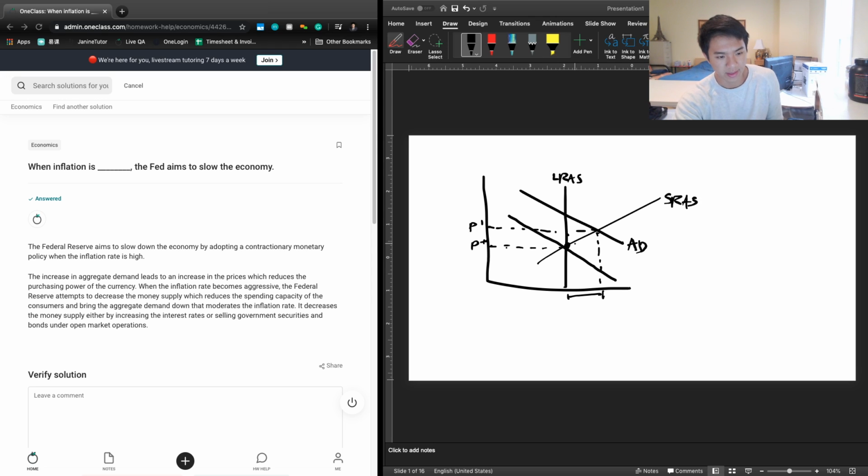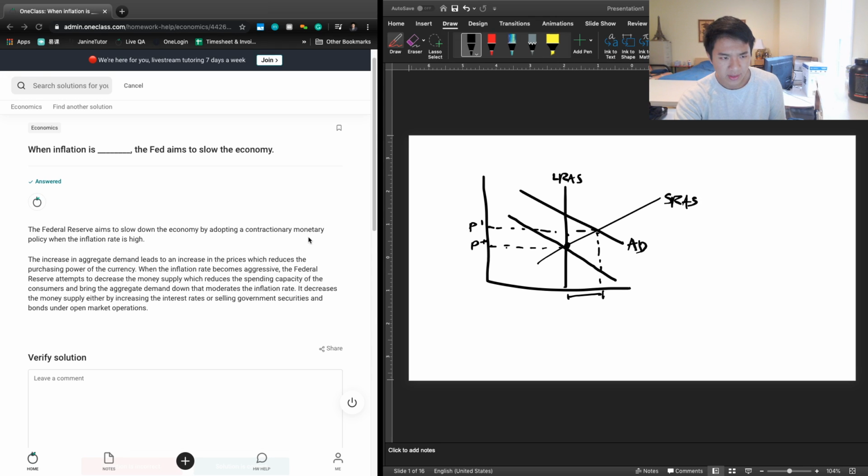So let's take a look at the explanation given by the previous tutor. The previous tutor says, the Federal Reserve aims to slow down the economy by adopting a contractionary monetary policy when the inflation rate is high. That's exactly what we've depicted on the graph. The increase in aggregate demand leads to an increase in prices, which reduces the purchasing power of the currency. When the inflation rate becomes aggressive, the Federal Reserve attempts to decrease the money supply, which reduces the spending capacity of consumers and brings aggregate demand down. That moderates the inflation rate. It decreases the money supply either by increasing the interest rate or selling government securities and bonds under open market operations.